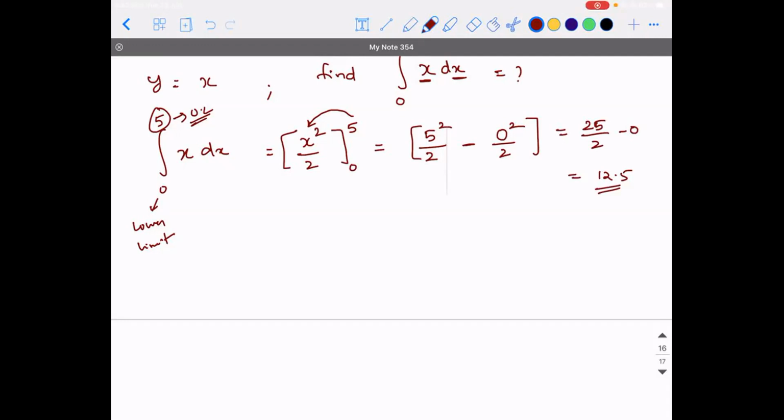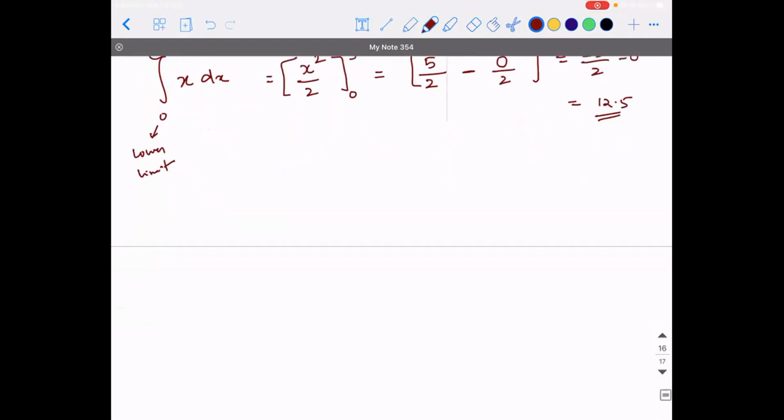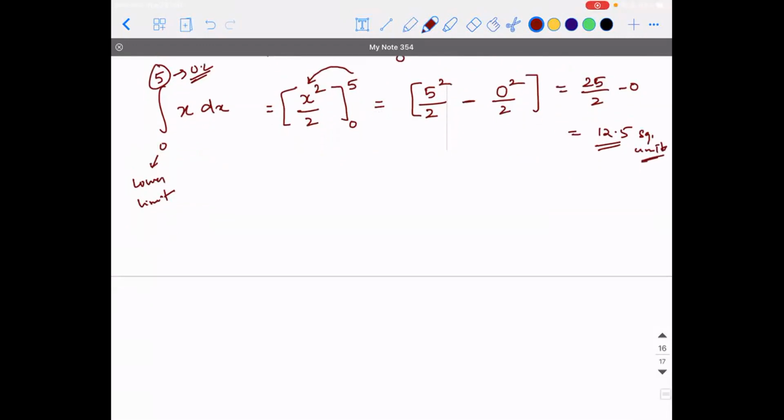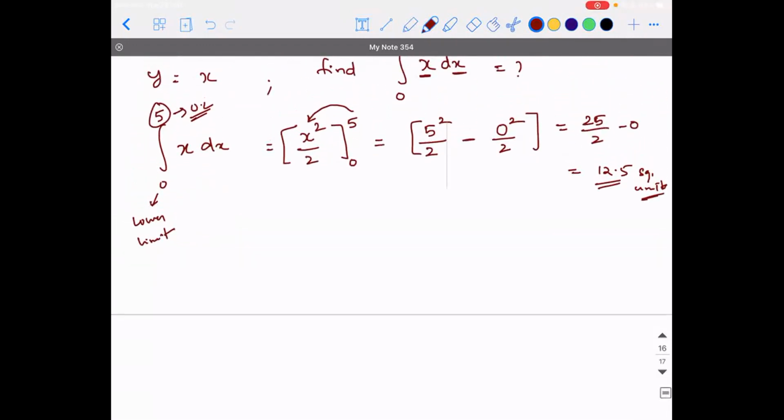So you got 12.5, but we don't know what the 12.5 actually means. 12.5 is the area made by the curve with the x-axis. So actually, I can put it as square units as of now. So this one you got using the process of integration.